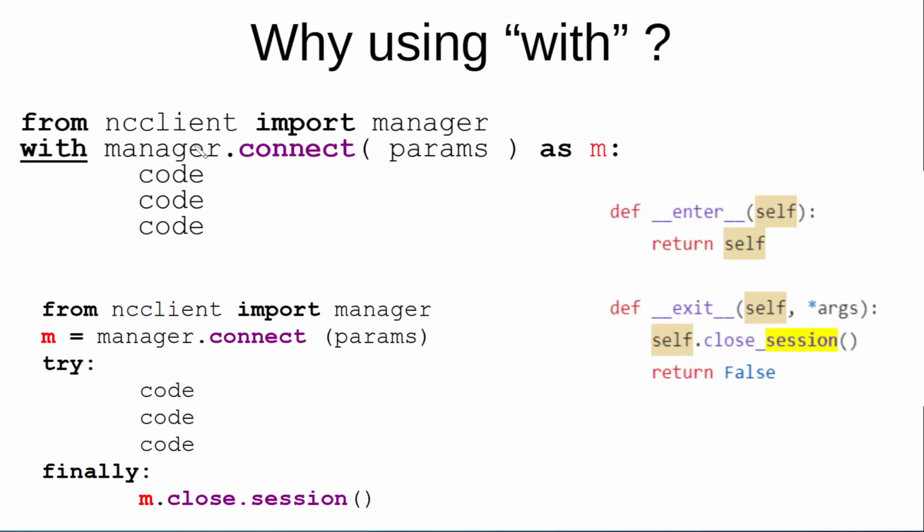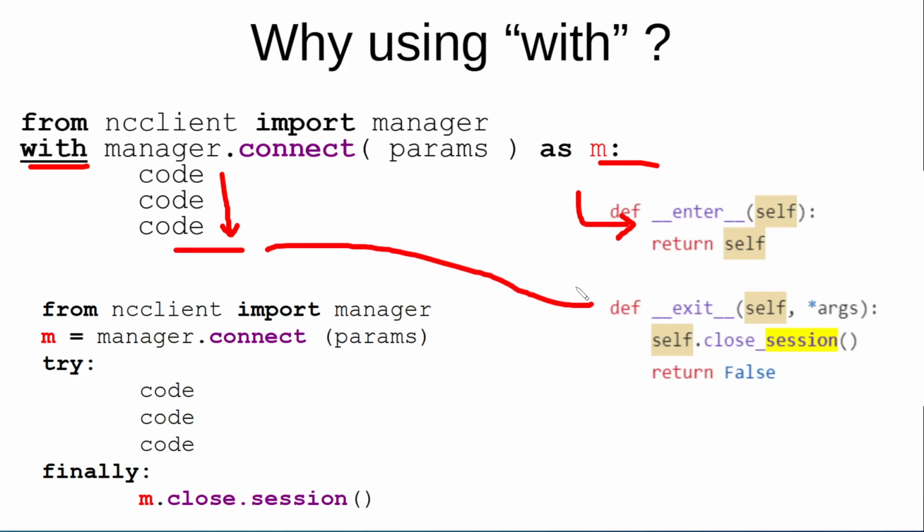Next, why are we using with? The with statement in Python will automatically call the enter method after creating an object. And after the code finishes, with will call the exit method within this class. So we're talking about the manager class here. The manager actually implements the enter method and the exit method.